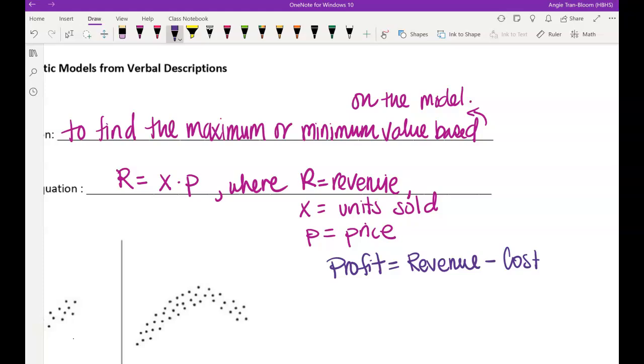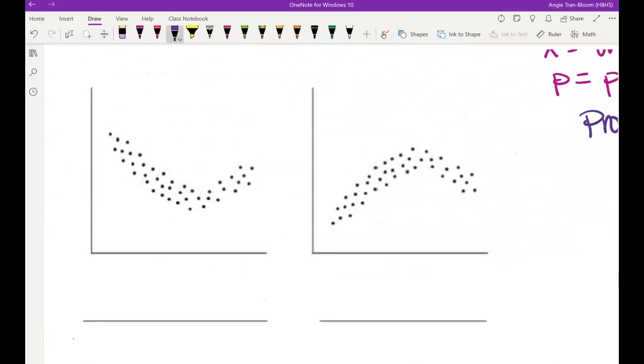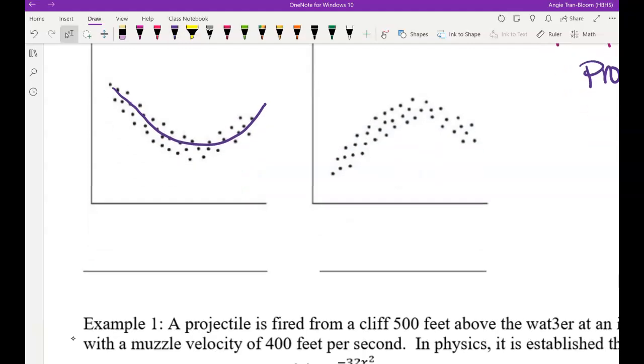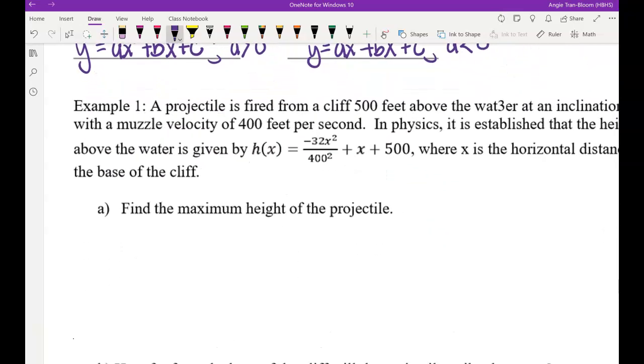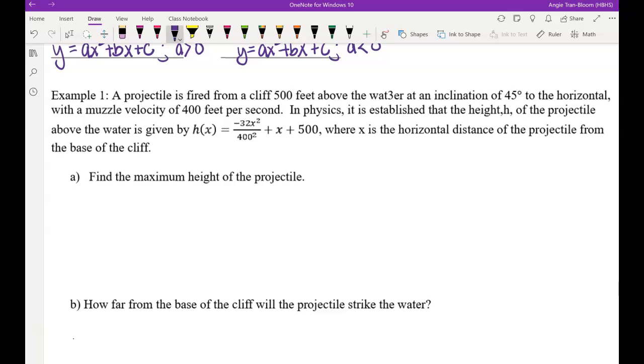Now we have two models here, this scatter plot here. This one, as you can see, it looks more like a quadratic. So it will look like y equals ax squared plus bx plus c, and since it opens up, your a value must be bigger than 0. And this looks like a scatter plot that's opening downward, so that's going to be y equals ax squared plus bx plus c, where your leading coefficient is less than 0.